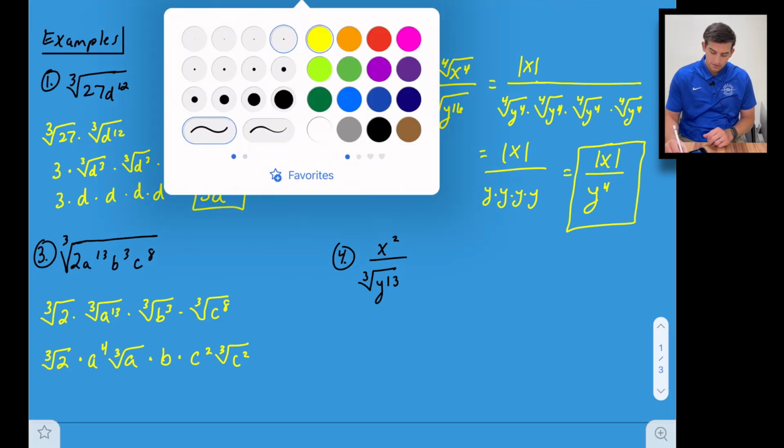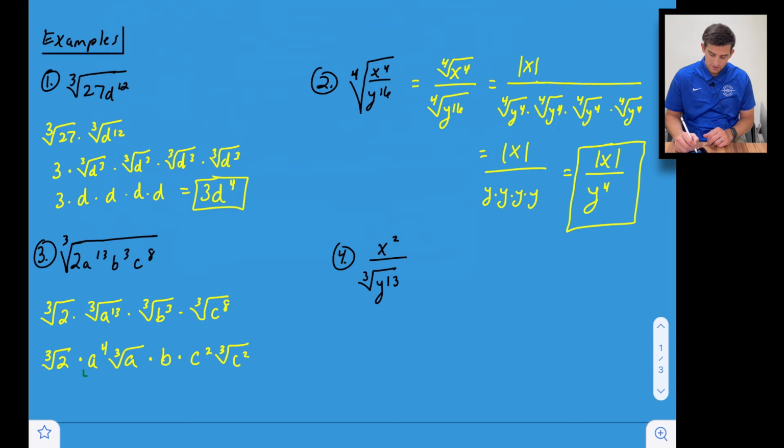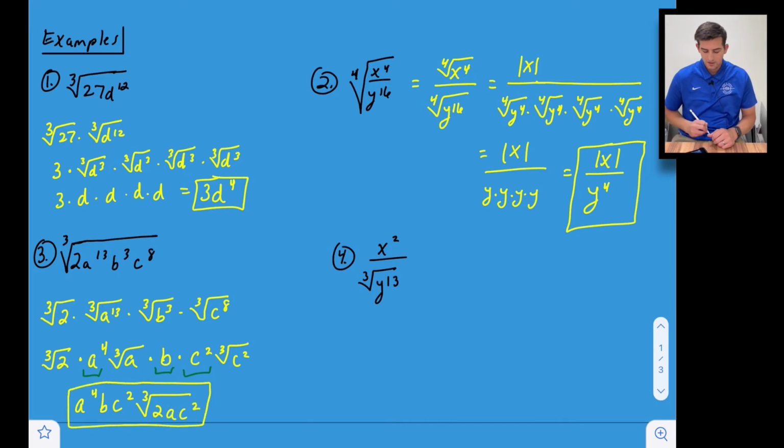So we're going to take a look at the terms that are outside, so a to the 4th, b, and c squared, and we're going to write those first. So I'm going to say a to the 4th, b, c squared, and now I'm going to write cube root of, and I'm going to write everything else, 2a and c squared. So this would be my simplified version of what we started with on number 3.